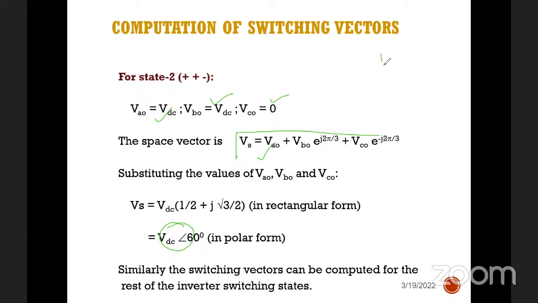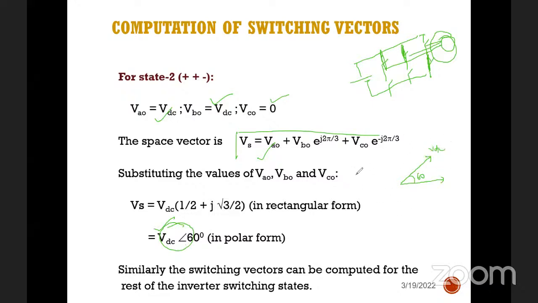So this is a 2-level inverter. We are giving a DC supply here, and this is the output voltage we are going to use for some AC applications, that may be an induction motor. When this switch is closed, and this switch is closed, and this switch is closed, that is plus, plus, minus. At that moment, the resultant voltage of these three phases is giving a voltage VDC at an angle of 60 degrees. Here, this is the zero axis. When we maintain plus, plus, minus, we are going to get a space vector at 60 degrees, whose magnitude is VDC.